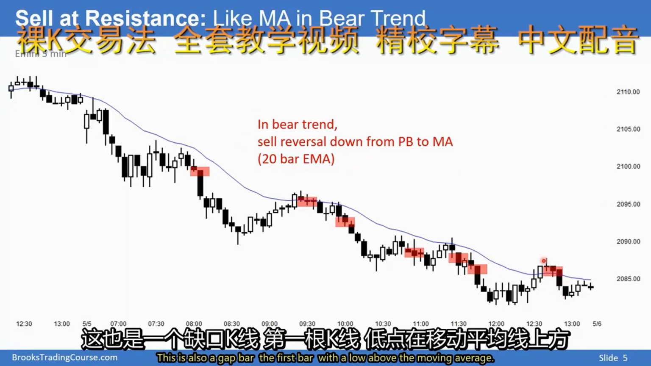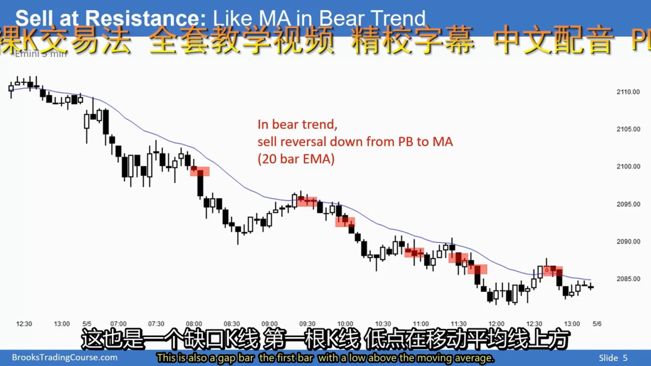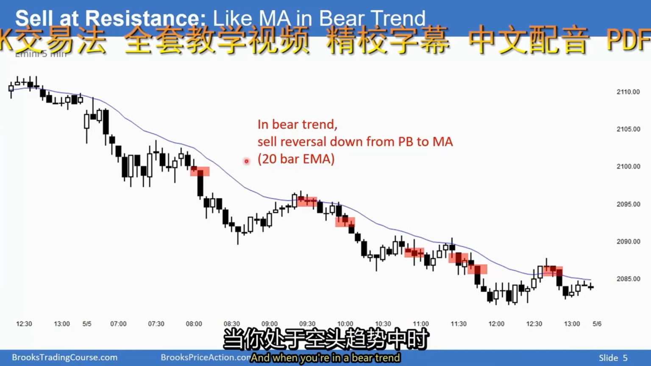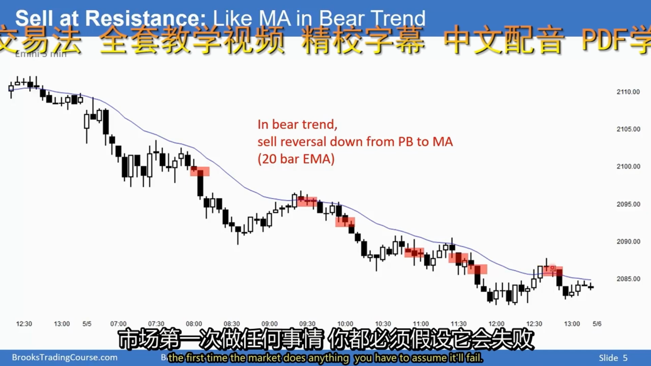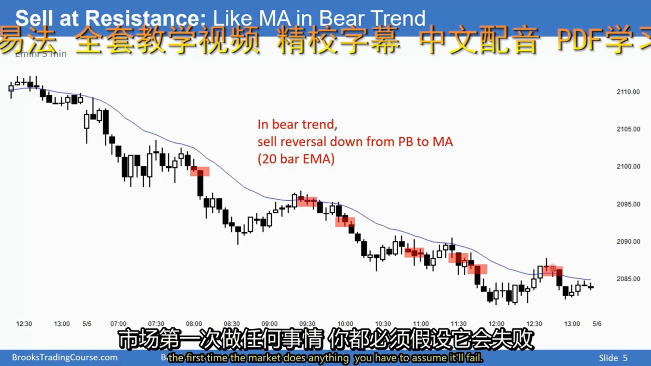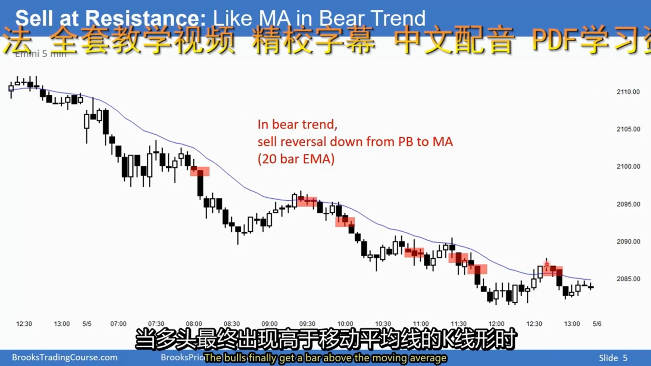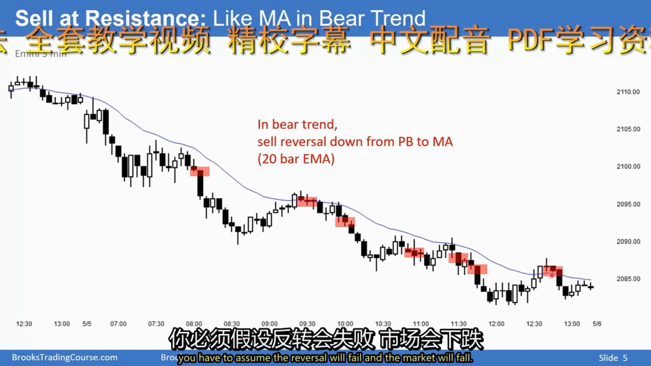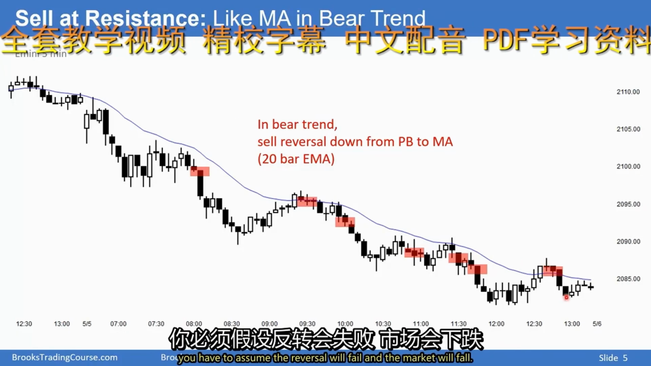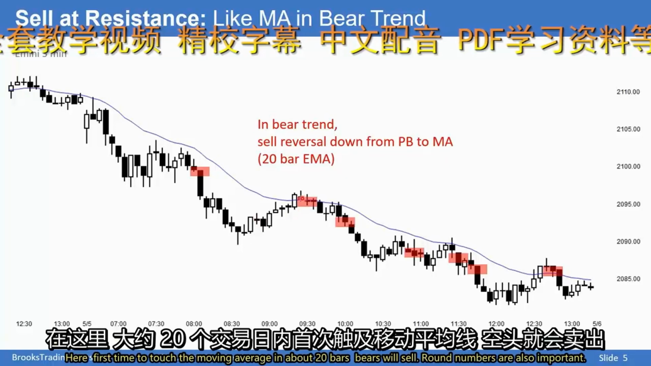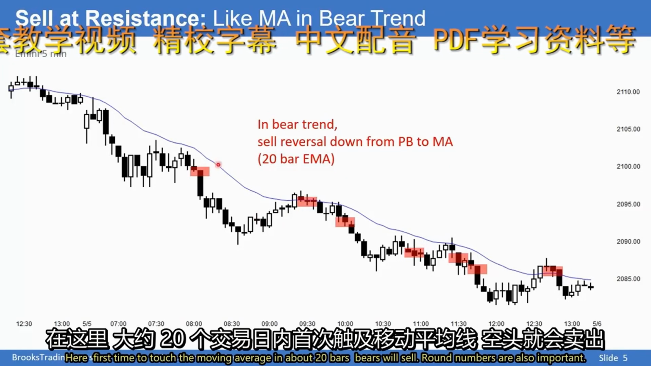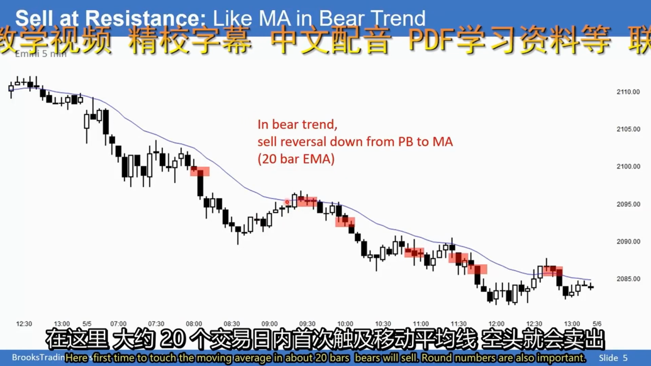This is also a gap bar, the first bar with a low above the moving average. And when you're in a bear trend, the first time the market does anything, you have to assume it'll fail. The bulls finally get a bar above the moving average, you have to assume the reversal will fail and the market will fall. Here, first time to touch the moving average in about 20 bars, bears will sell.